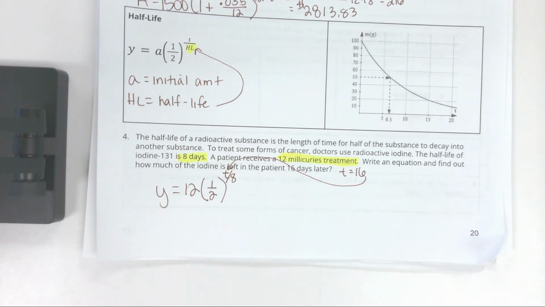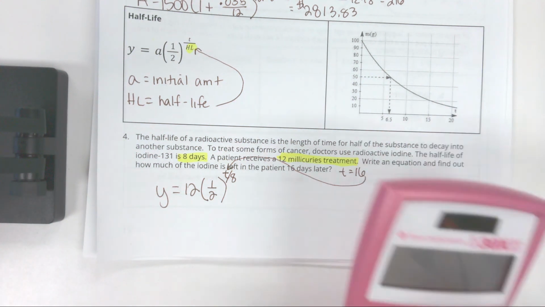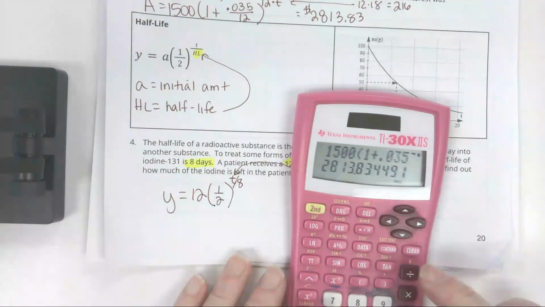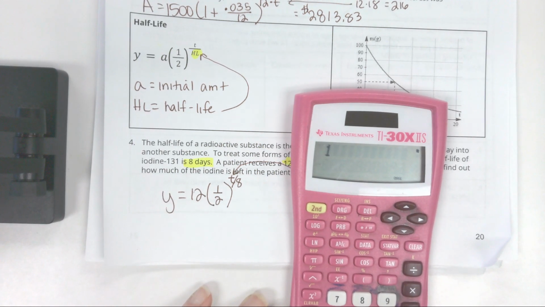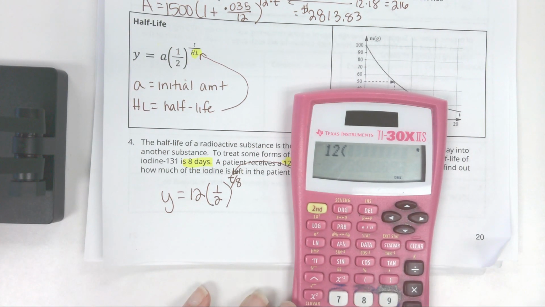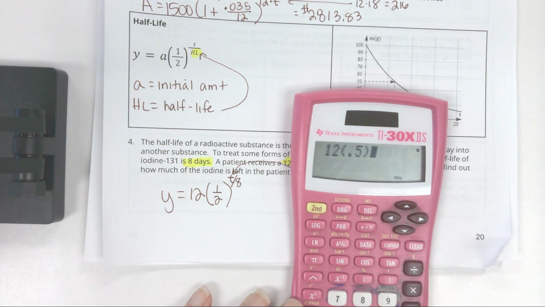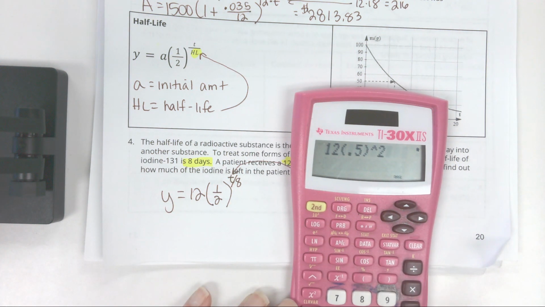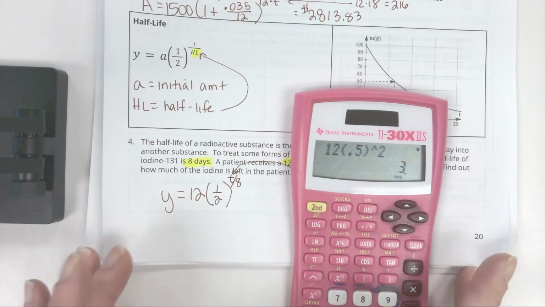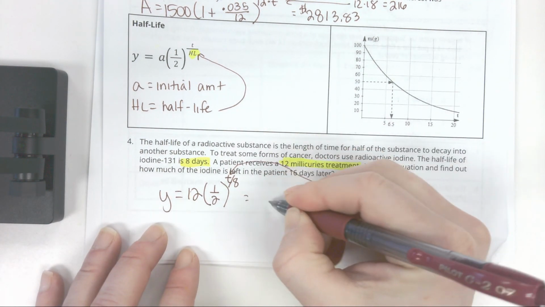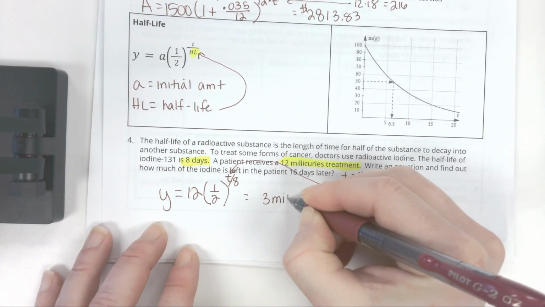Can anyone do this without a calculator? If it got half as big or half as gone twice. That would be once. Good job. 3. Let's show how it confirms on our calculator. So I have my 12. I have my half or 0.5. And we said we're going to calculate our exponent first. 16 divided by 8 was 2. And lo and behold, yes, it is 3 millicuries.